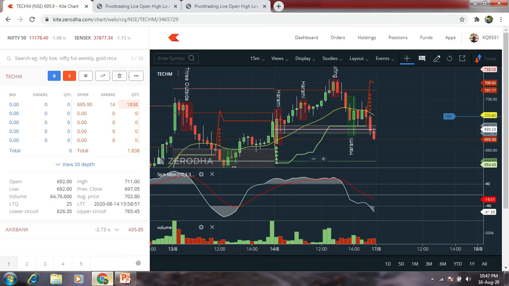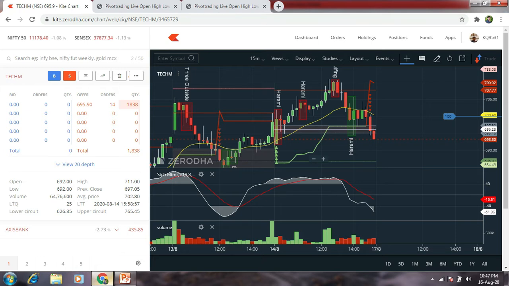After selecting this stock, one thing you have to see is whether this stock's open is equal to low. That will be the first thing. You can see the open is 692.00 and the low price is 692.00. There is a concept.